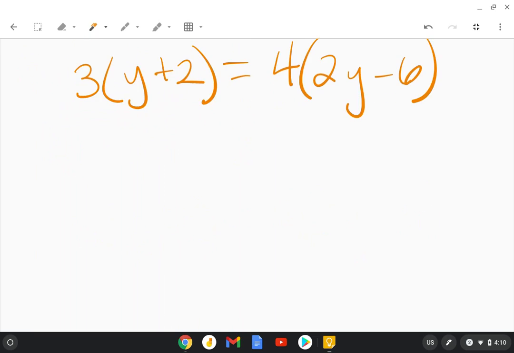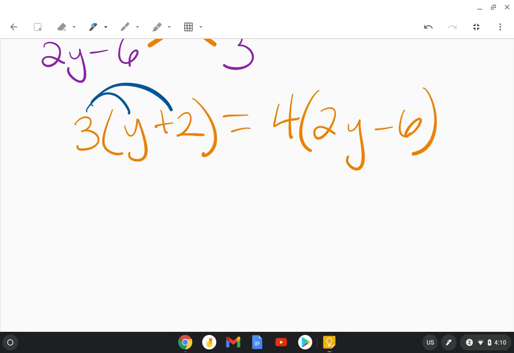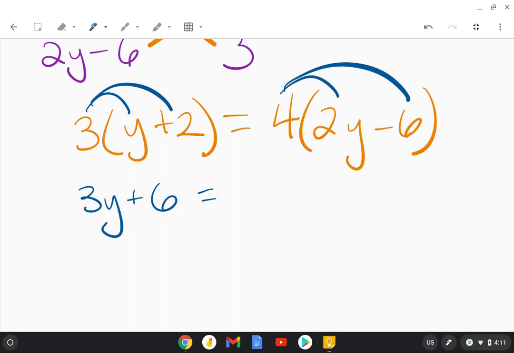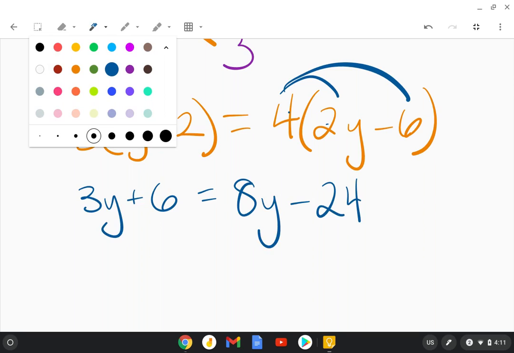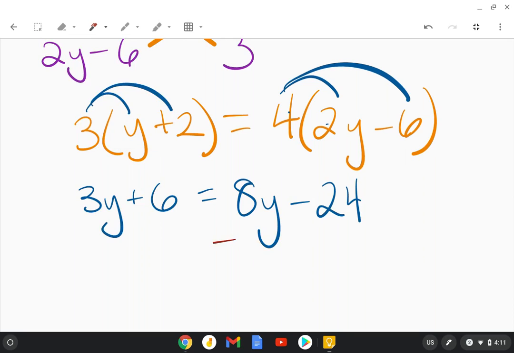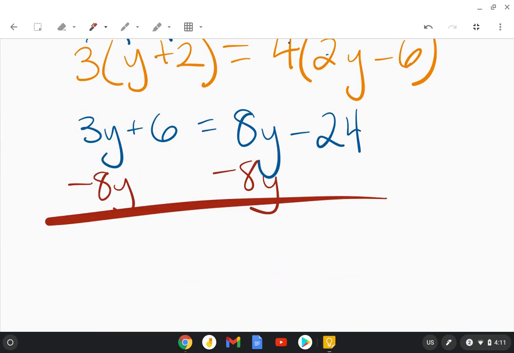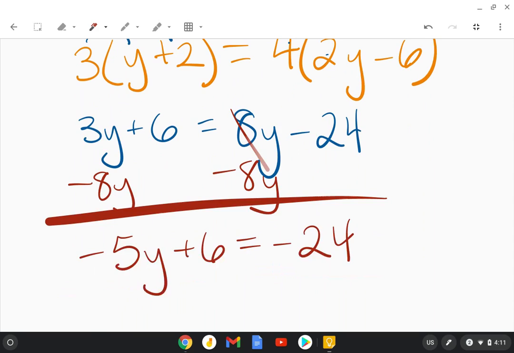And now we have a problem like we did in the last unit where we need to work everything out. We need to distribute the 3, we need to distribute the 4, and then we need to solve. So here we end up with 3y plus 6 equals 4 times 2 is 8y minus 24. Now we have a problem like number 1, 2, and 3 in this lesson. So I'm going to subtract 8y from both sides. I end up with negative 5y plus 6 equals negative 24 because this canceled out.